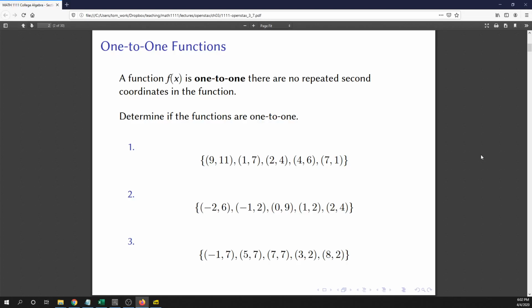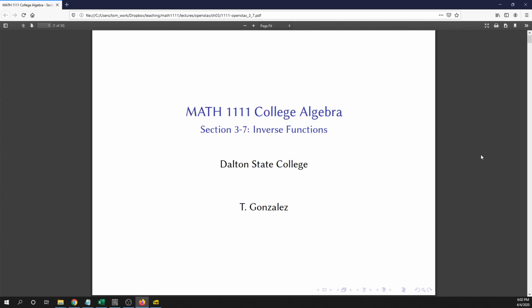In this video, we are going to talk about one-to-one functions. We already talked about this, but it's been a while. We talked about it when we went over section 3.1, when we first started talking about functions, and then we didn't really need to use it until we get to this section. And this section is 3.7 on inverse functions.